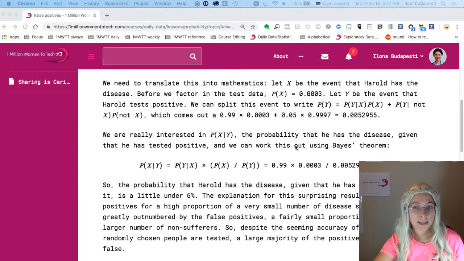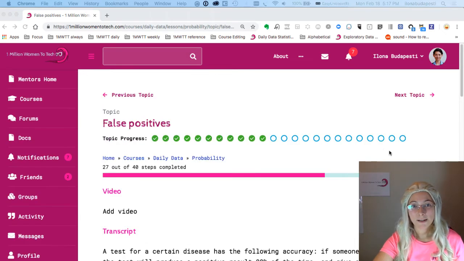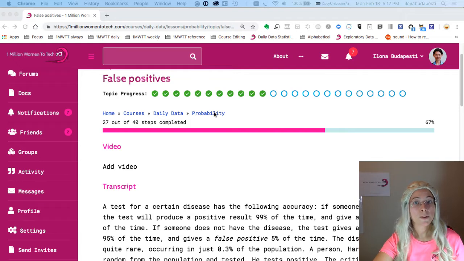And we can work this out by using Bayes' theorem, which we saw a few days ago. If you need to go back, you can check in the previous topics here. You can also navigate to the daily data probability lesson and then dig down into false positive.